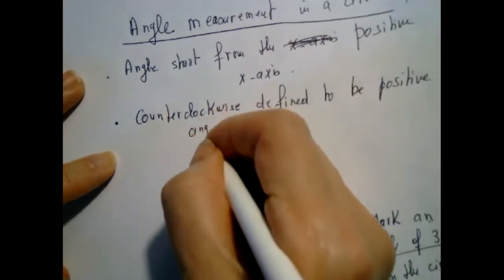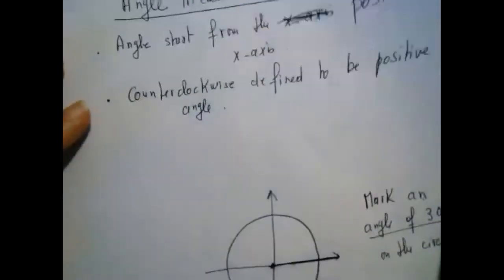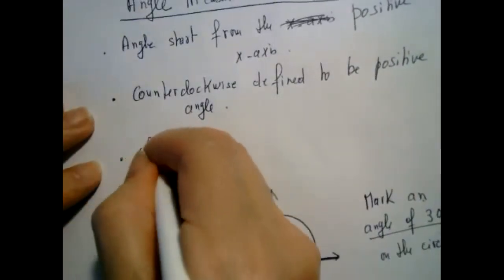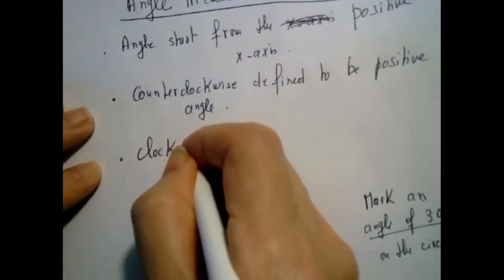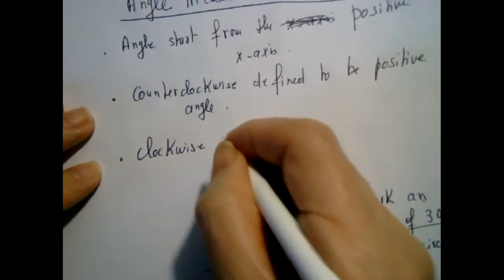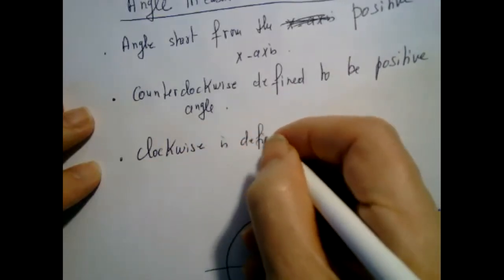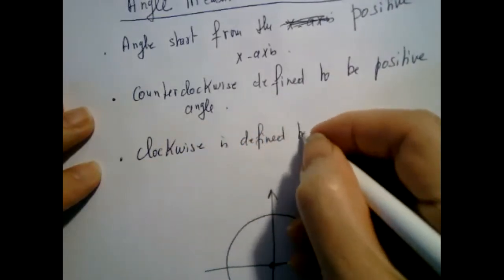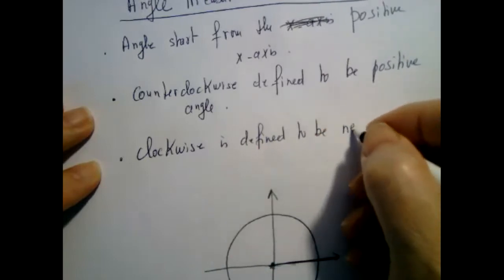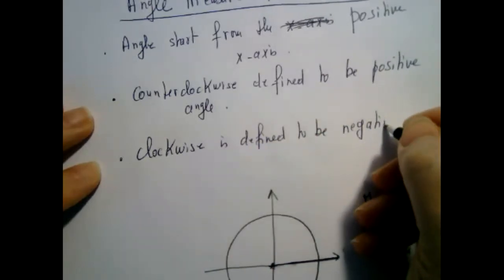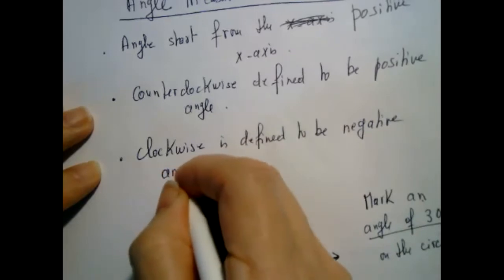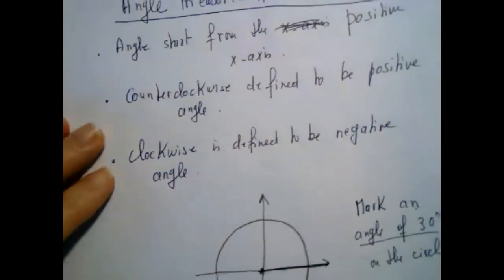Positive angle. And clockwise is defined to be negative angle. So these are the conventions we use. Okay, those are the conventions we use.